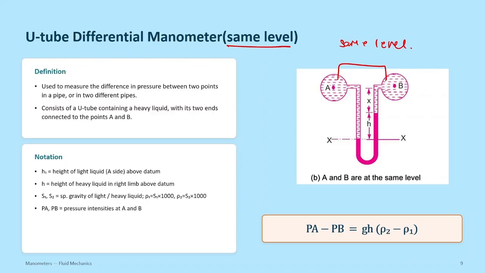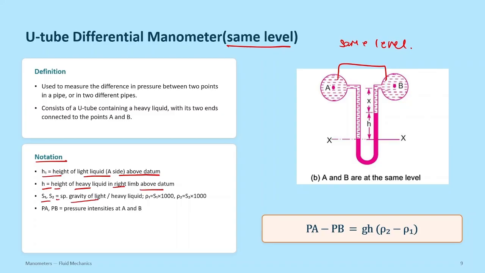Definition: it is used to measure a difference in pressure between two points in a pipe or in two different pipes. It consists of a U-tube containing heavy liquid, with two ends connected to A and B. So we can write the notation like H1 equal to height of liquid in A side above the datum line, and H2 equal to height of the liquid in the right limb above the datum line.